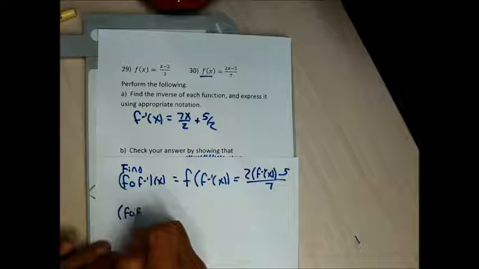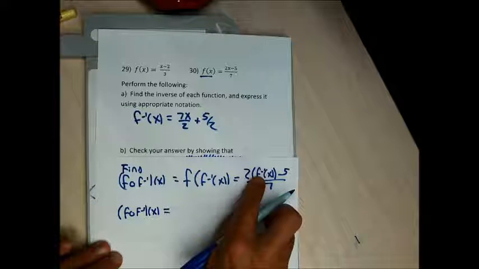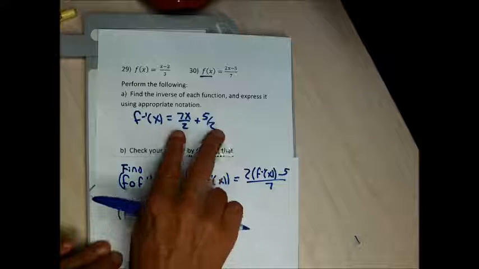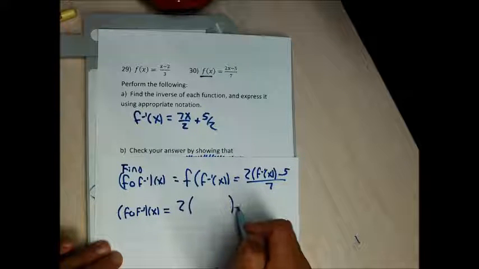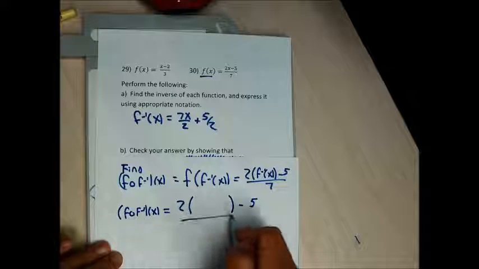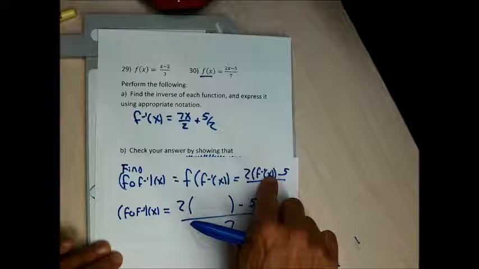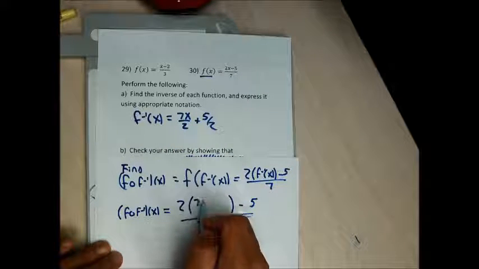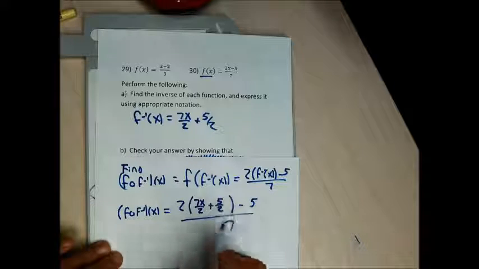Now I'm going to clean that up and get rid of that ugly function notation. So in this numerator here, instead of writing f inverse of x, I'm going to write what it equals. So I'm going to go 2 times, and then minus 5 over 7, and the only thing I'm going to change is that to 7x over 2 plus 5 over 2.